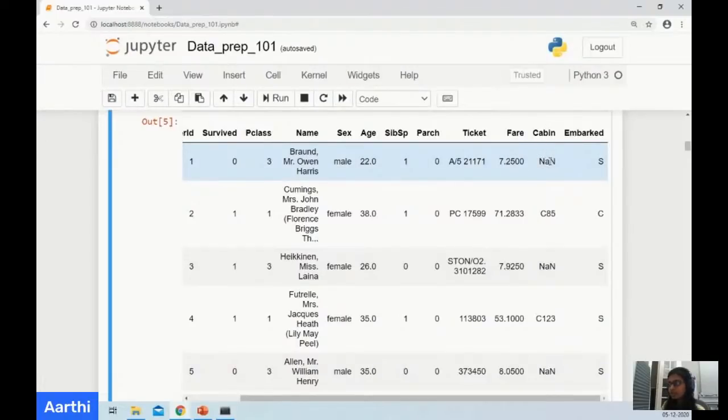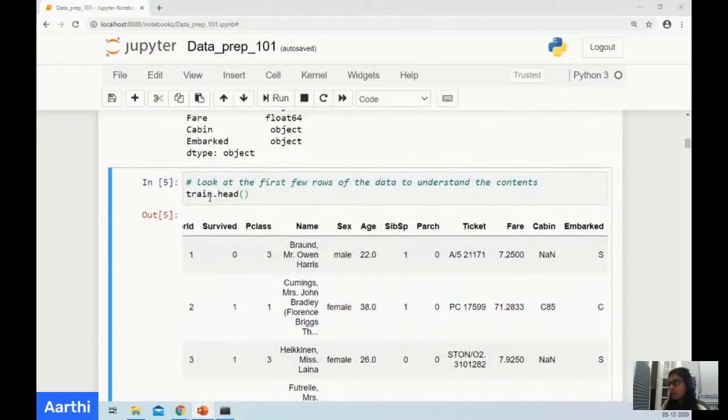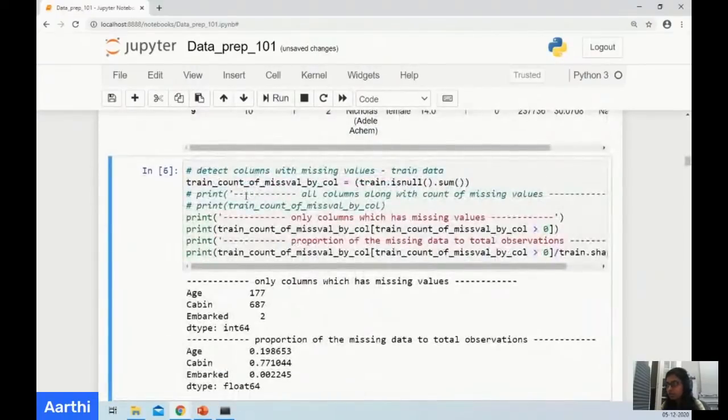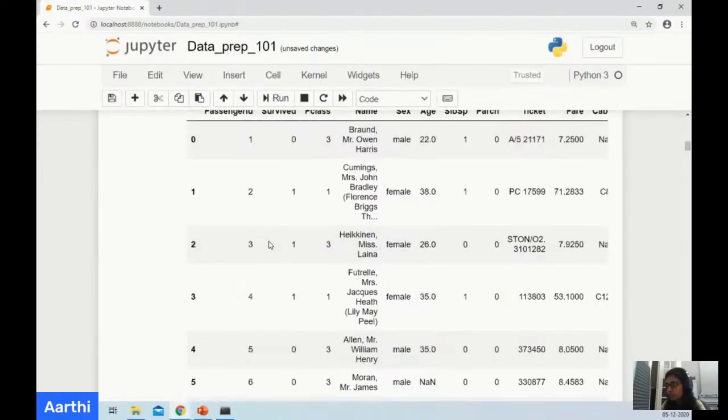So NaN in the data set means missing values. And then where did he embark? It's S, so it's Southampton. train.head will give you the first 5 rows. You can also determine how many rows you want to see there. If you want to look at the first 10 rows, that will also work.